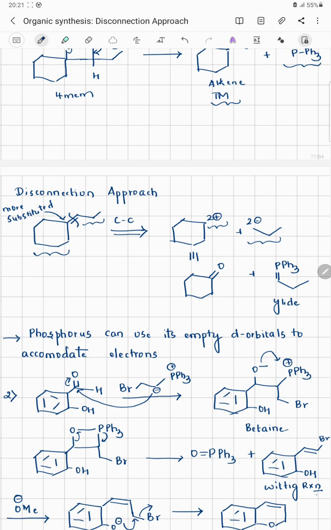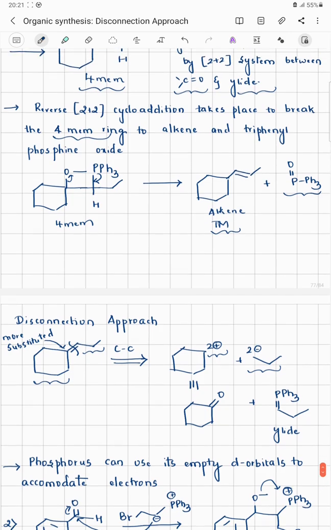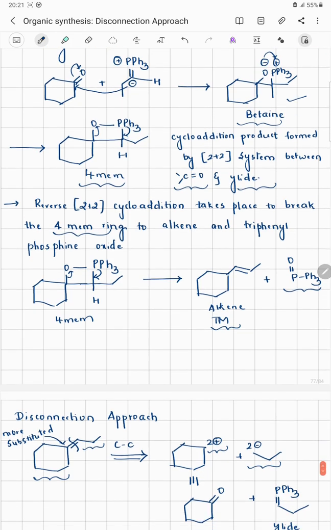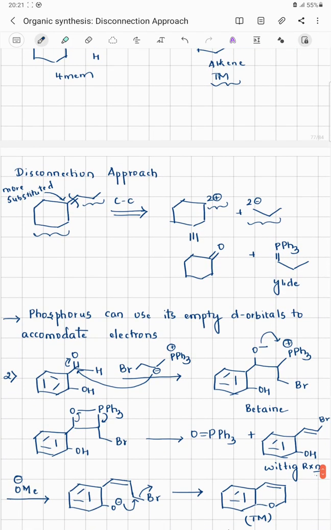How this phosphorus is useful is, phosphorus can use its empty d orbitals to accommodate the extra electrons. This is useful in the next step, the making of the betaine system. Now, we have made a betaine system here. Further, when this oxygen transfers its extra electrons onto phosphorus, we can observe a 4-membered ring. This happens because phosphorus has a d orbital system which can hold the extra electrons, and in turn it can give me a 4-membered ring.